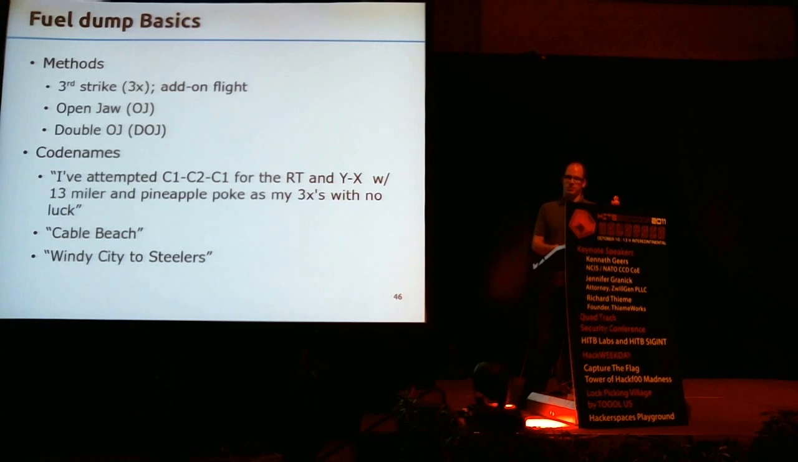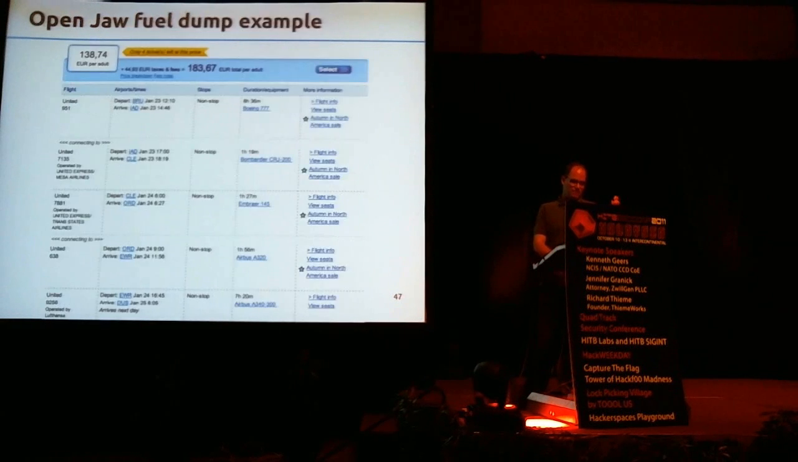Flyertalk.com, milepoint.com. You know Flyertalk? I have the references in the back, so I don't have to write everything down. Open jaw, this is one example. It starts in Brussels, Belgium, goes to the US, and goes back to Germany instead of Belgium, and somehow you can fly transatlantic for 180 euros instead of probably 500. So that's a simple open jaw.